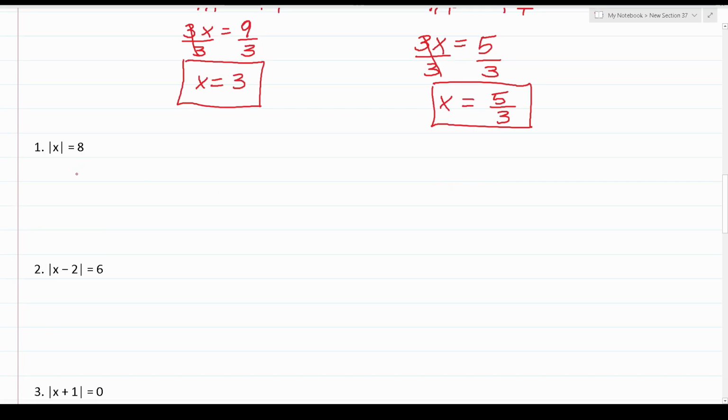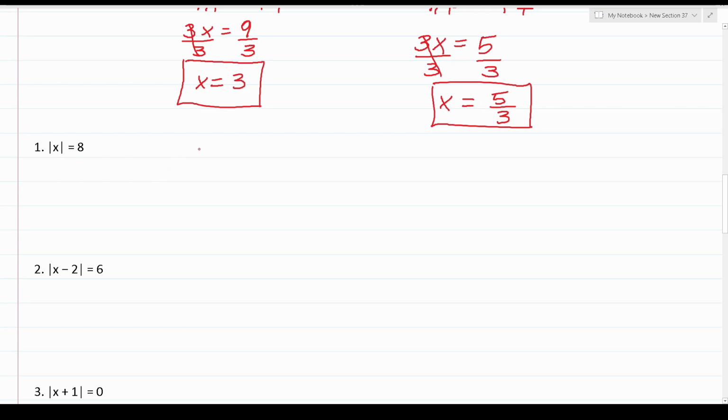This first one says the absolute value of x equals 8. So again, if you recall, the very first thing you want to do is to attempt to isolate the absolute value. In this case, that's already done for us. So the next thing you want to do is to look at what the absolute value is set equal to. In this case, it's set to a positive value.